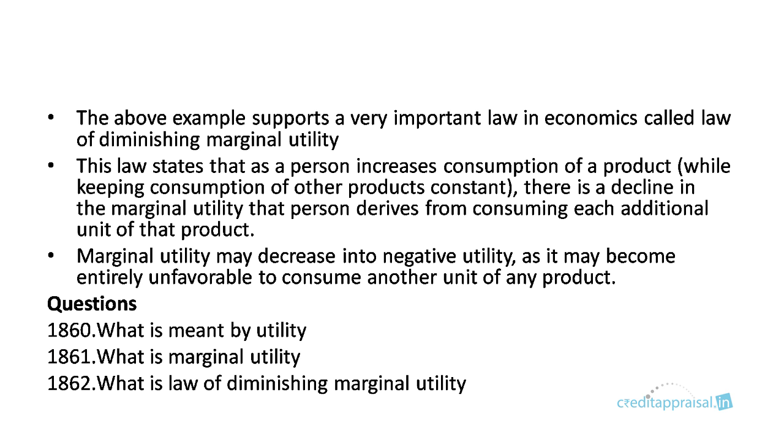There is a very important law in economics called the law of diminishing marginal utility. It states that as a person increases consumption of a product, there will be a decline in the marginal utility. Marginal utility may decrease to negative utility also, in which case it is entirely unfavorable to consume another unit. Just the basic definition, if you can remember, that will be sufficient. The law of diminishing marginal utility states that as a consumer keeps on consuming a product, the additional utility he keeps deriving from each additional unit keeps on decreasing. Ultimately it becomes even zero. So just remember the questions: what is meant by utility, what is marginality, and what is the law of diminishing marginal utility.